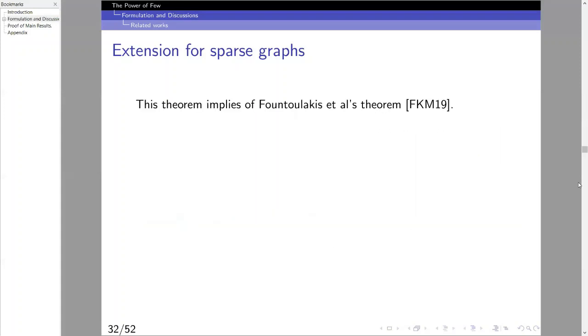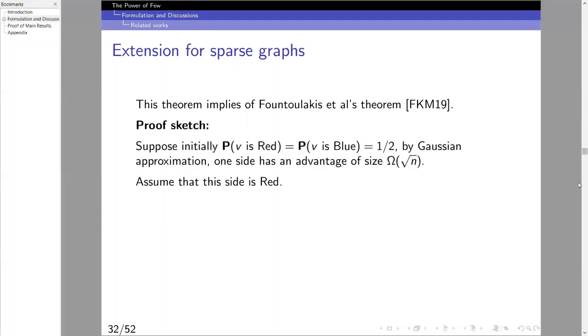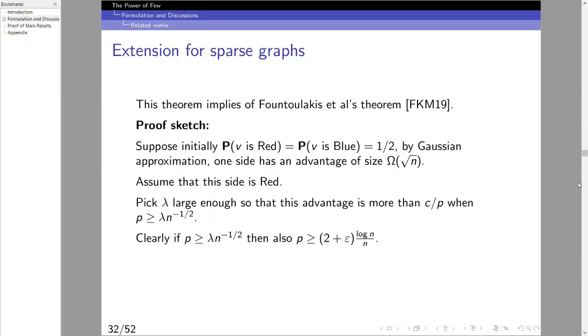We can already see that this theorem implies the theorem in 2019. By Gaussian approximation, one side has an advantage of size square root of n almost surely, and assume that it's red. Then we can pick a lambda large enough so that p becomes larger, so that the advantage becomes larger than c over p. So we can apply our theorem to get the same red win.